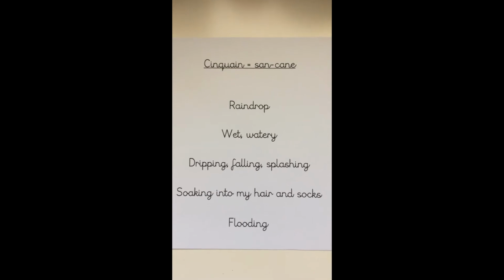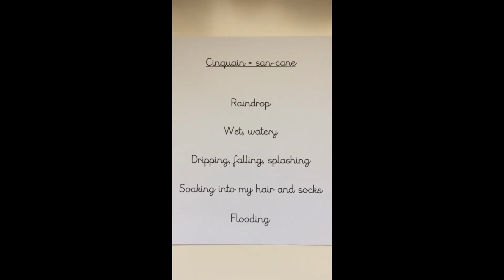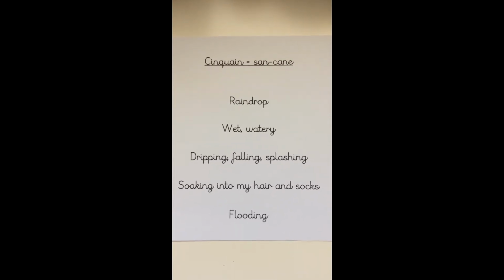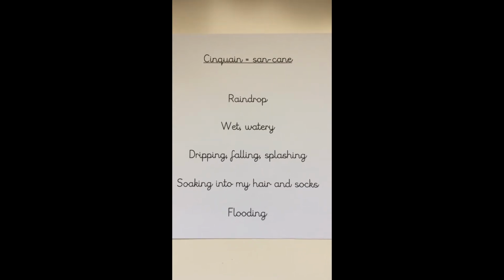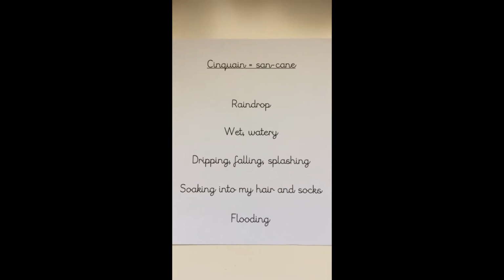And here we are. So here is an example of a cinquain, and you can see at the top how it is actually spelt, which is slightly different to what you'd expect. Now let's have a read of it. So as you can see, it's got 5 lines, and we start with raindrop, wet, watery, dripping, falling, splashing, soaking into my hair and socks, flooding.